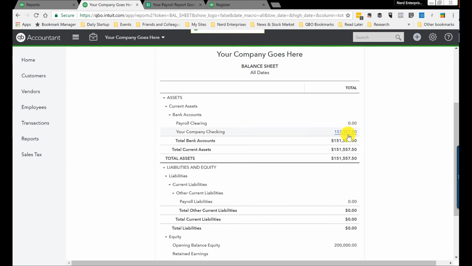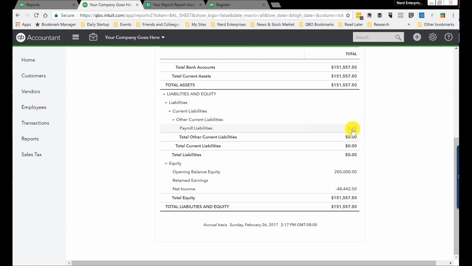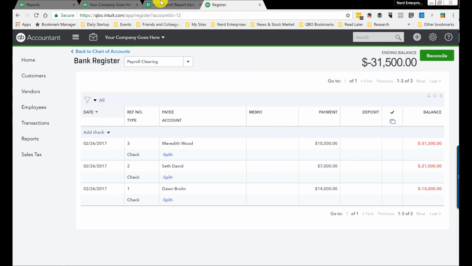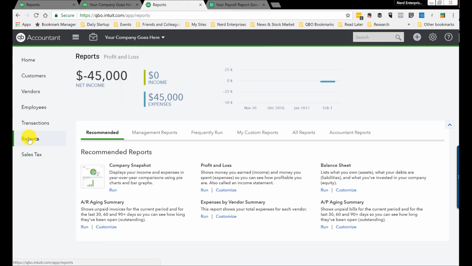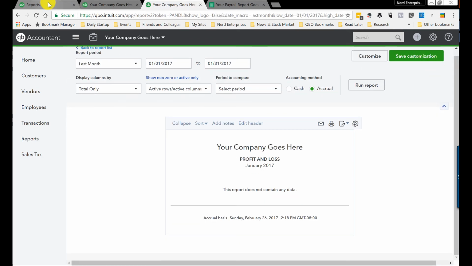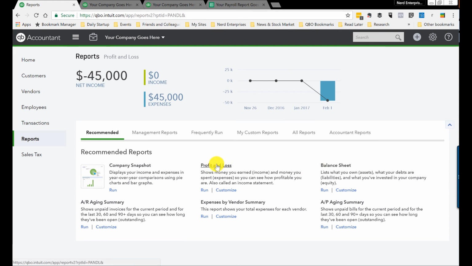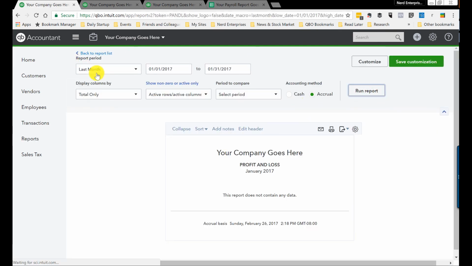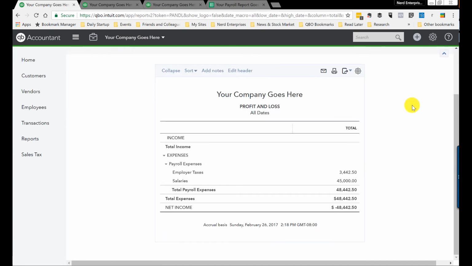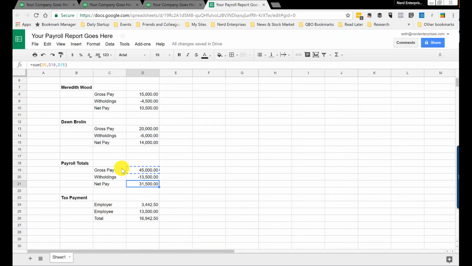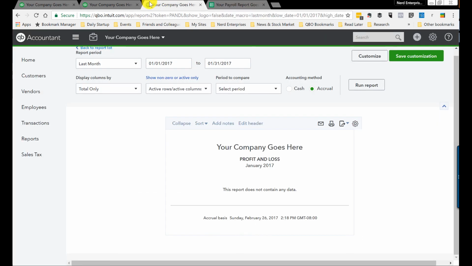So we have the right amount in the company checking, the liabilities still zero out just the same way. Let's go run our profit and loss. Actually, that's there. And sure enough, we have our salaries of $45,000 and our taxes of $34,442.50. That, like I said, didn't change at all, right? But same thing, our gross salary is $45,000. The $13,500 still comes in and back out.